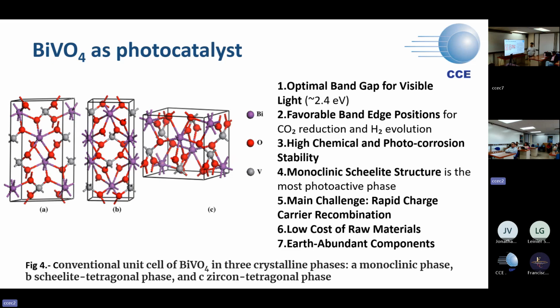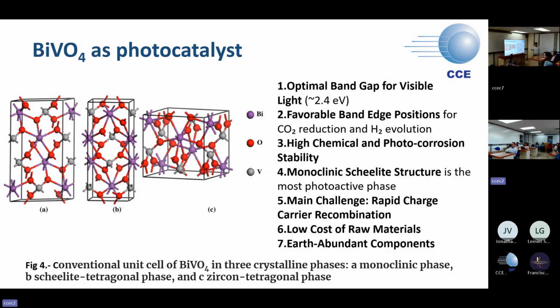Well, in this case, this photocatalyst has three structures, two tetragonal and one monoclinic. The monoclinic is reported to have the best photocatalytic performance. The band gap is around 2.4 eV, which means that it works with visible light. And the bands are favorable for an anode to promote the oxidation process, in this case, to produce oxygen. And as an equilibrium process, it has to produce a reduction reaction, for example, carbon dioxide reduction or hydrogen evolution.